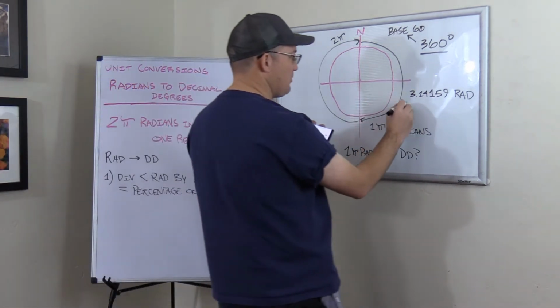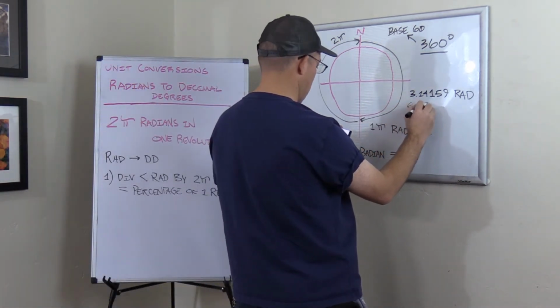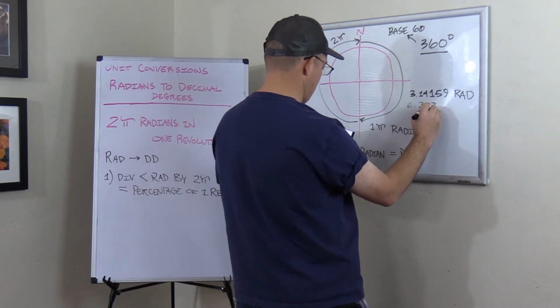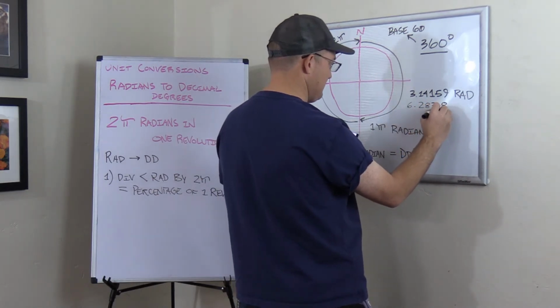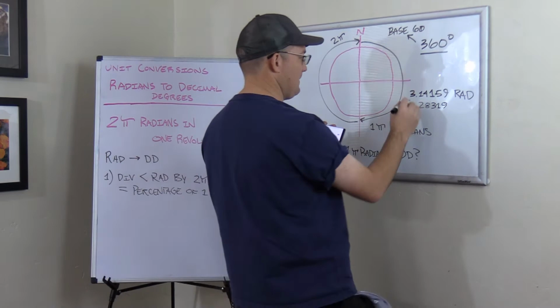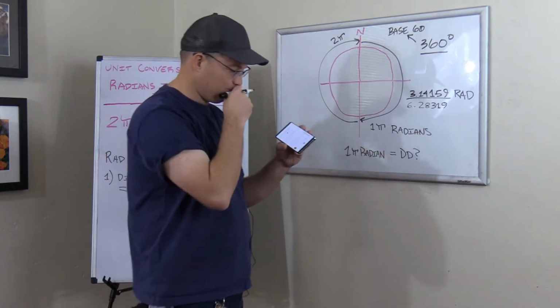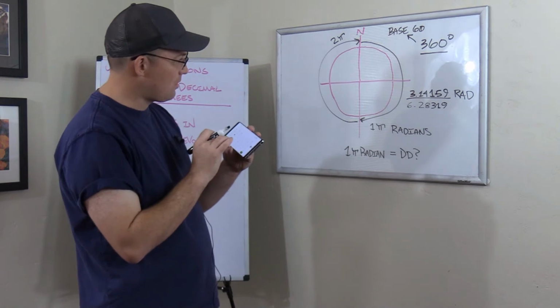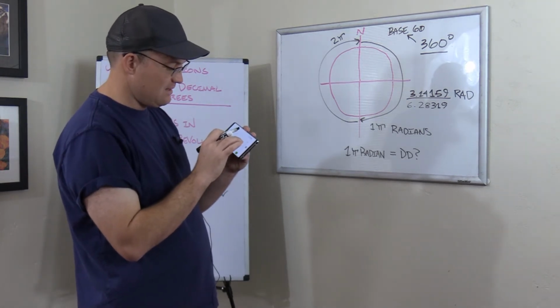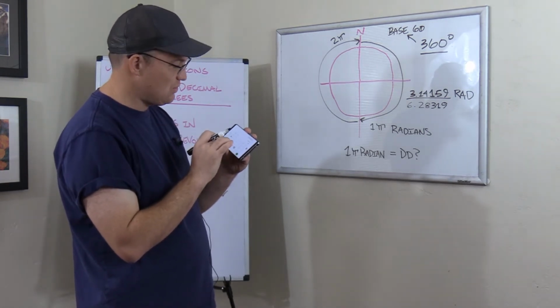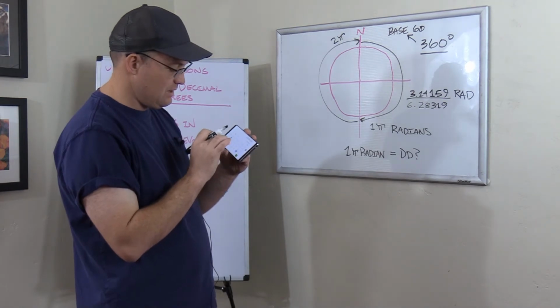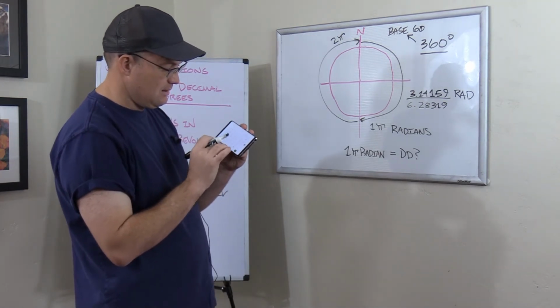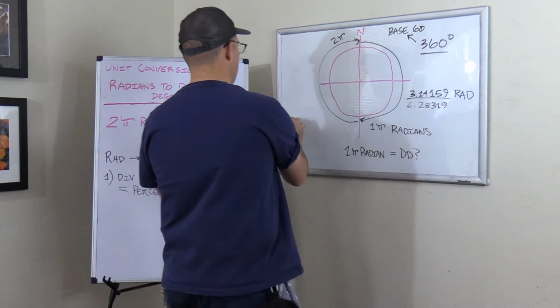Okay, so that's 6.28318. Actually, it's going to round up to 9. Okay, so I'm going to divide that. So 3.14159 divided by 6.28319. Okay, so that gives me a number that's almost but not quite half.